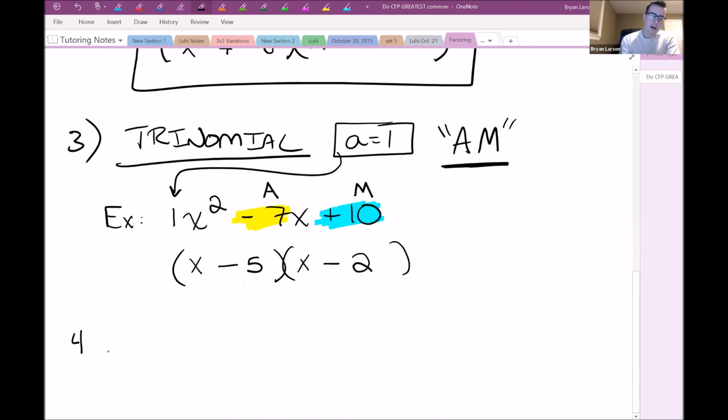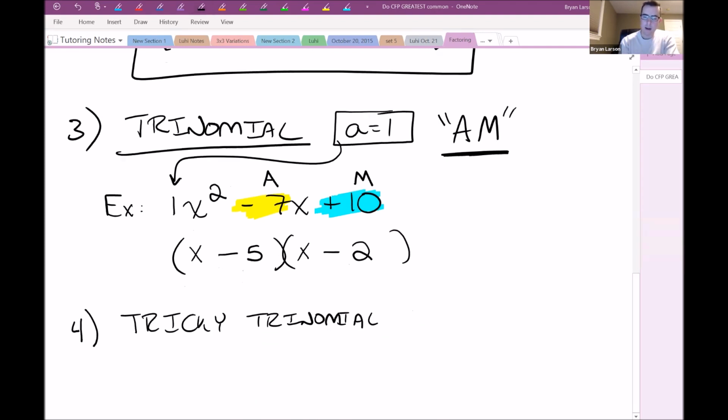Now, the fourth method we're going to talk about is these tricky trinomials here. And that's going to be when your a term is greater than 1. So tricky trinomials when a is greater than 1. All right. I also call this the seal method. Okay. And I don't think anyone else calls this the seal method besides myself, but it helps me to remember what to do here. It's helped a lot of my students remember. It's really silly, but you'll understand why I call it the seal method in a little bit here.